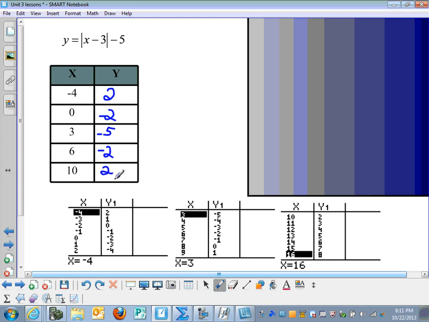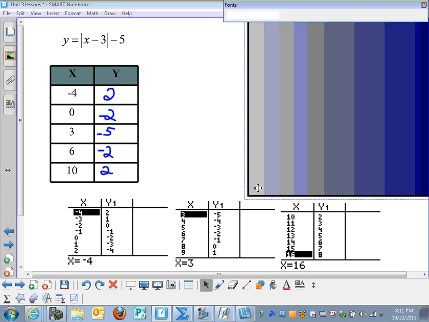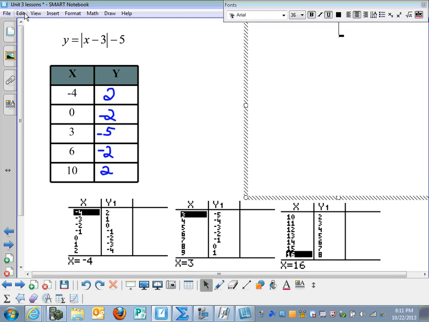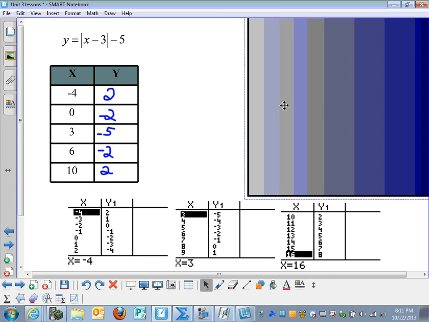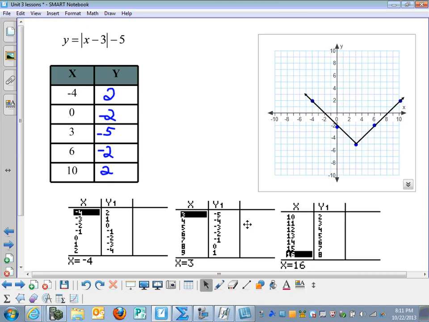So you always want to select points. If you're on your own, they're not giving you the x. You want to select points that are going to show a little bit of the shape of the graph. And when you get done, your graph should look like that.